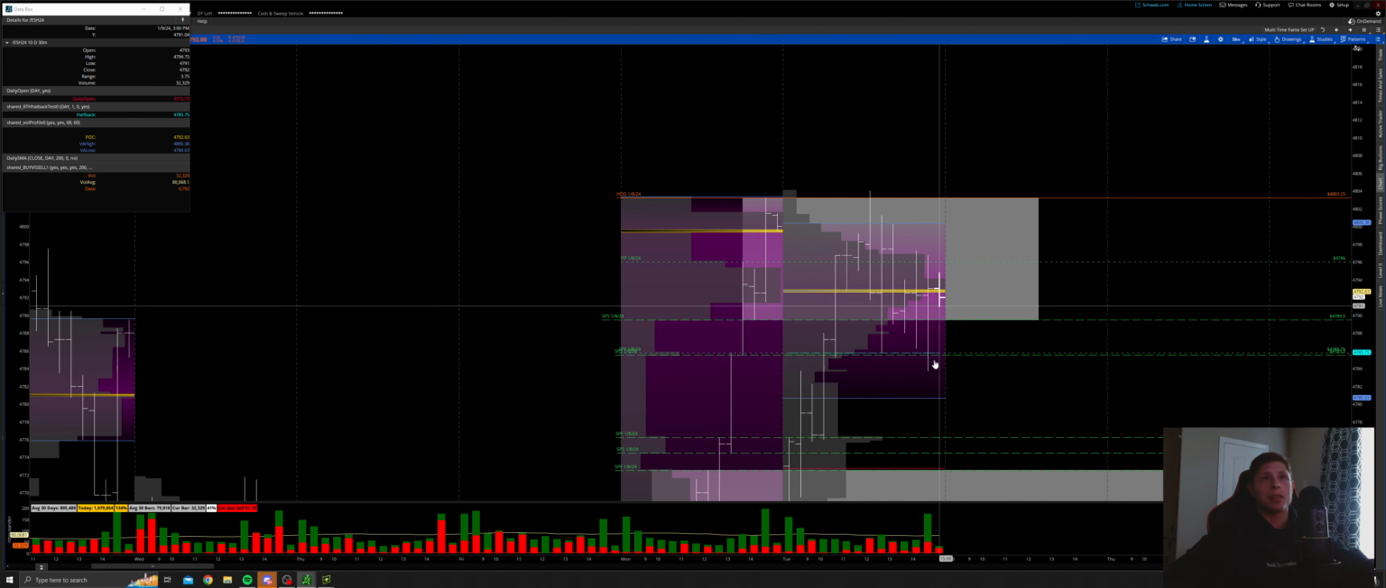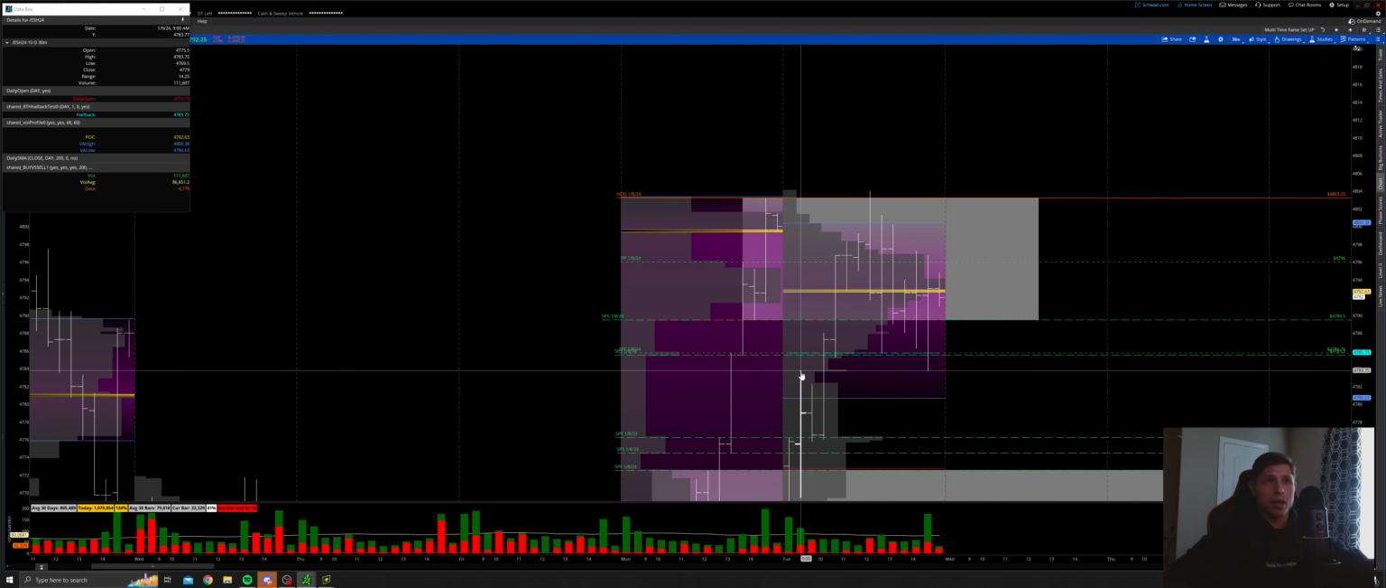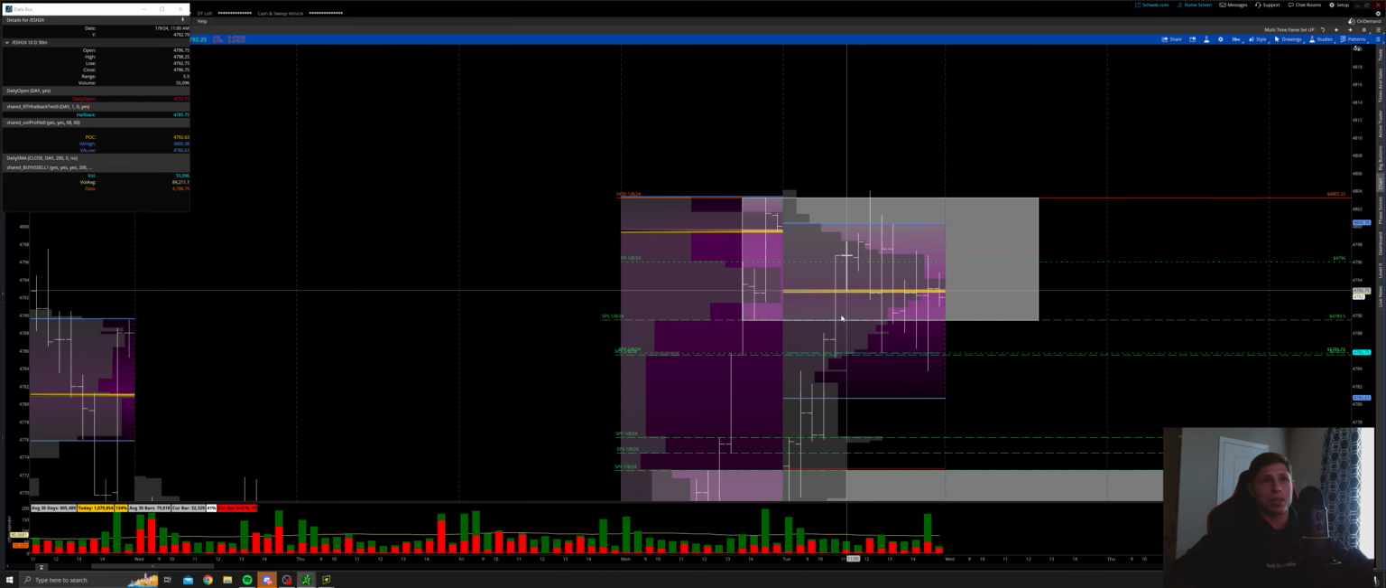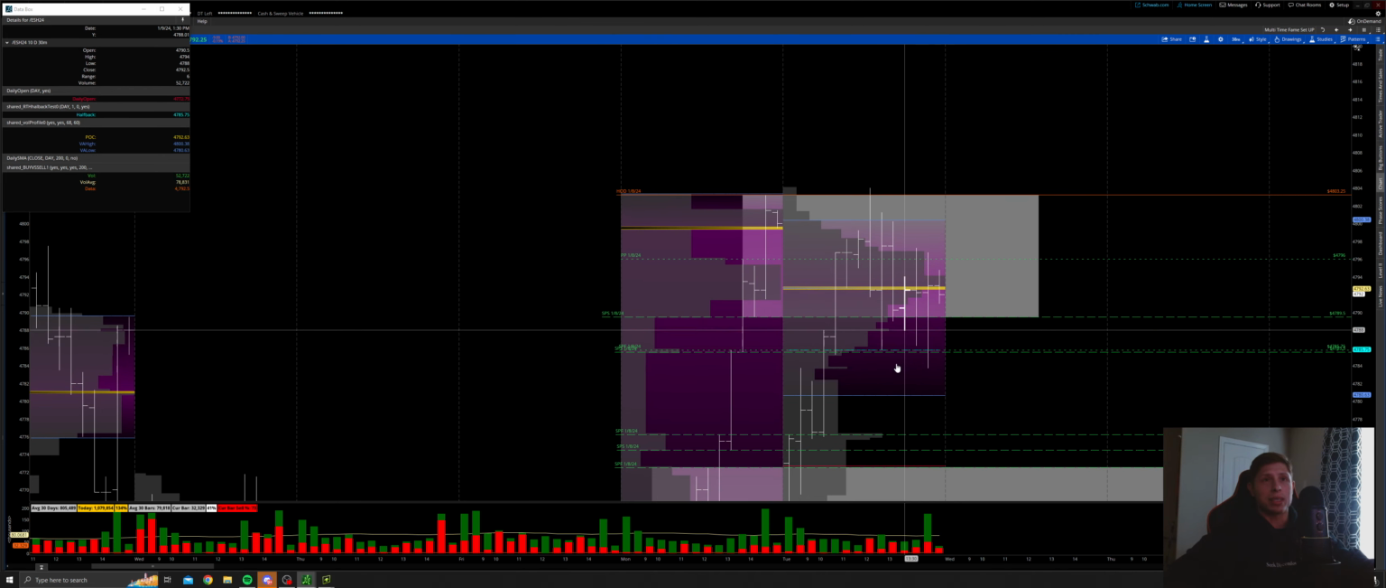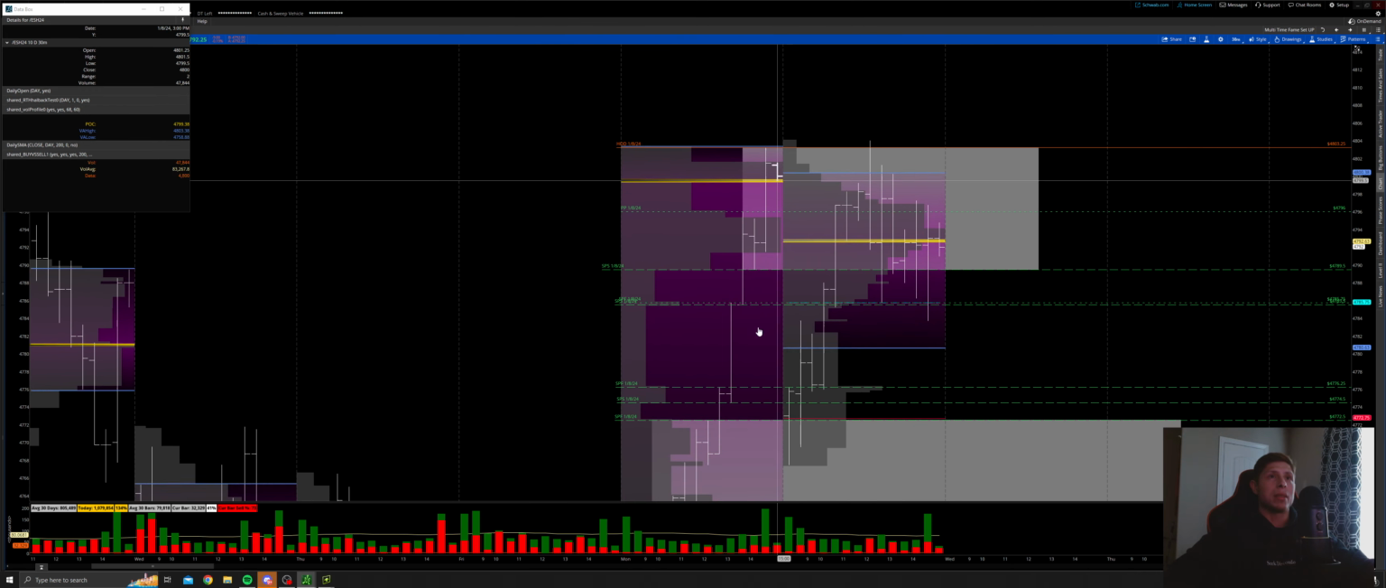Oh, never mind, not a double distribution. Excuse me. We ended up filling the set of single prints late in M period. We actually had two sets of single prints going to the upside. We eventually did fill those. But let me get rid of all these destinations real quick.